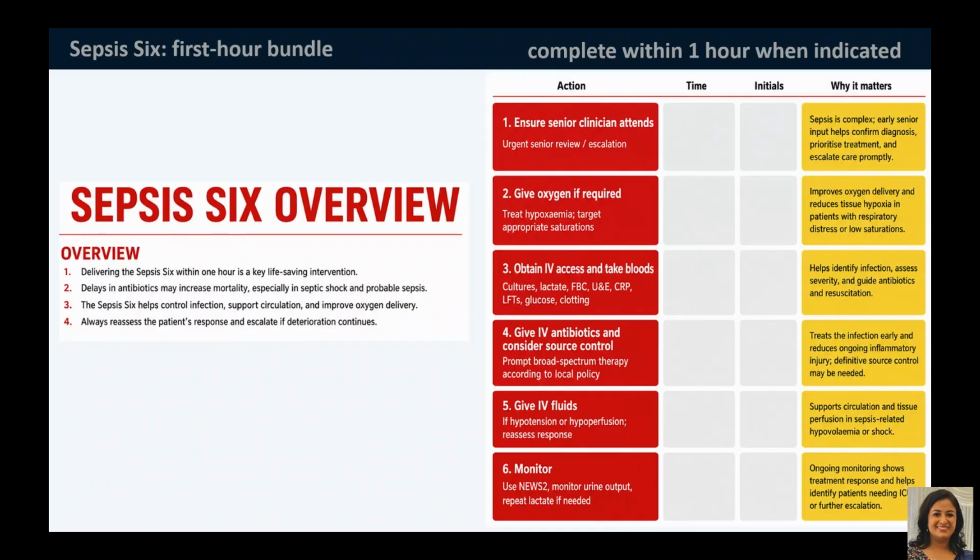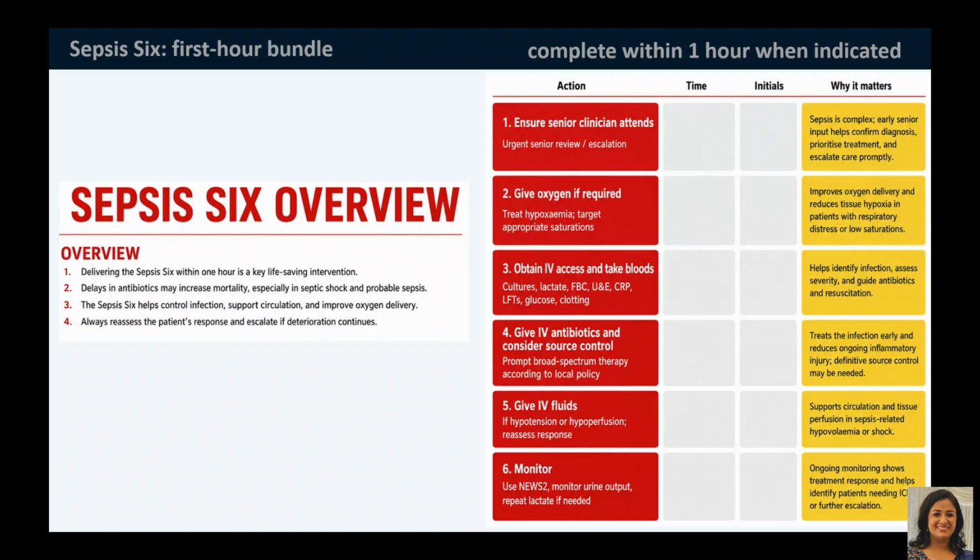And glucose has to be monitored because with sepsis there is an imbalance of glucose level. Also, a basic clotting profile has to be done in this patient as a baseline. Okay, so those are the things that you do with those bloods, and you have to get the IV access. And the other most important thing is giving IV antibiotics, and you think about the source control as appropriate. And the 5th one is giving IV fluids, and then you continue to monitor with the NEWS 2.